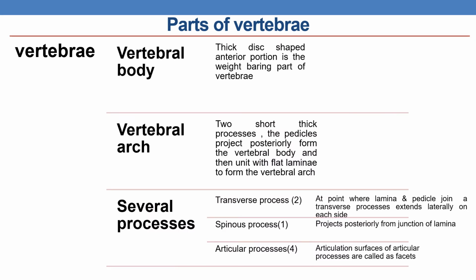Coming to the basic parts of the vertebrae, whether cervical, thoracic or lumbar, though they are different from each other in a significant way, they have some common elements. Each vertebra has a vertebral body, a vertebral arch and several processes. The vertebral body is the thick, disc-shaped anterior portion and is the weight-bearing part of the vertebra.